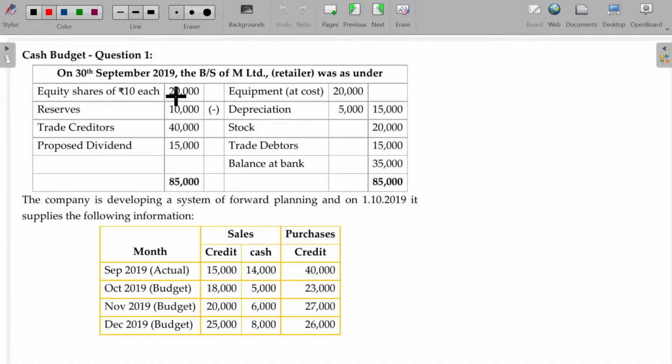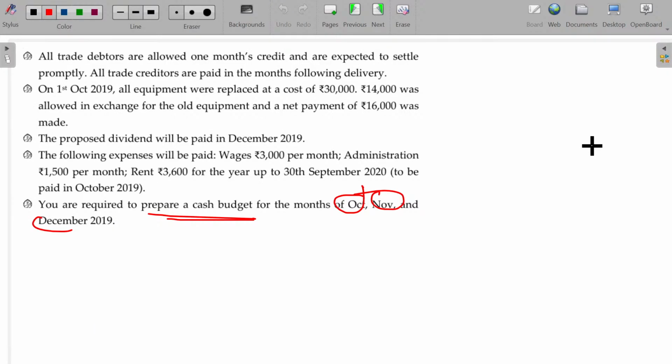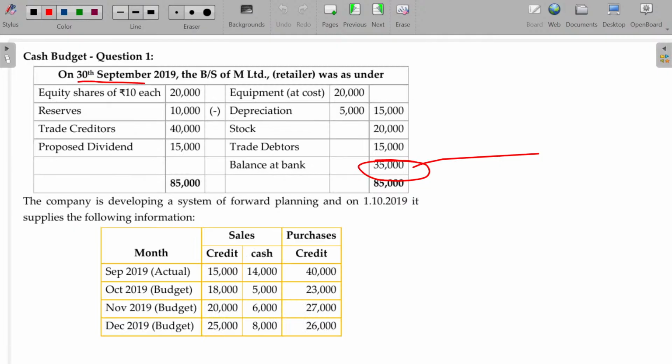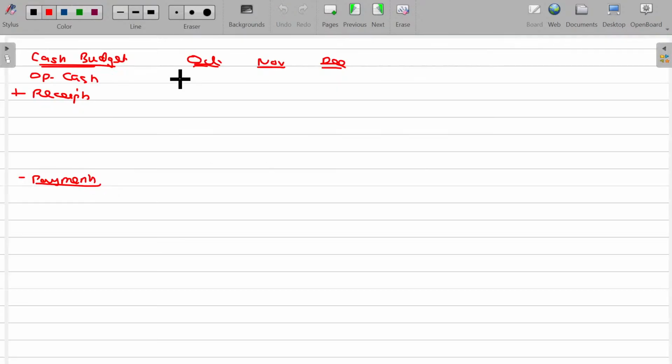From the opening balance sheet, you know what cash balance you have. How much do you have? 35,000. That's the starting value. This is on which date? The last date of September. The closing balance on 30th September becomes the opening balance of the next period. So we'll start with 35,000 here. Opening balance being 35,000.